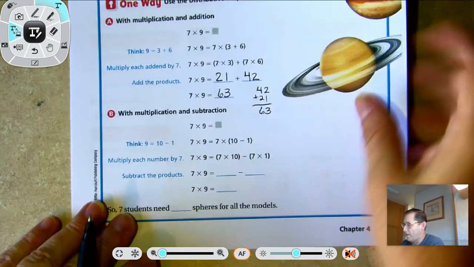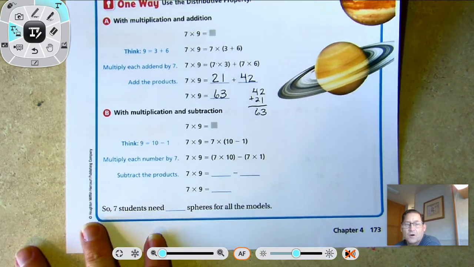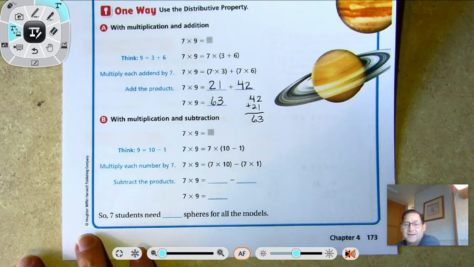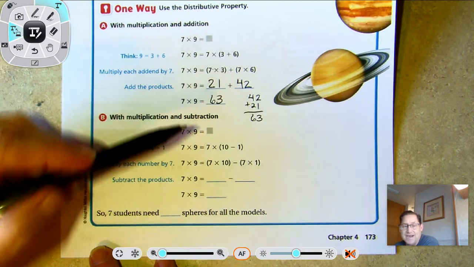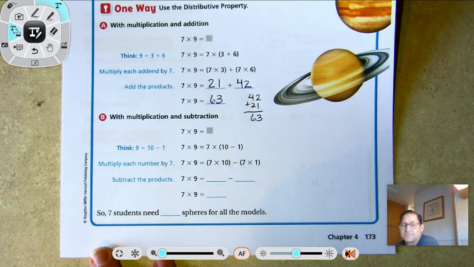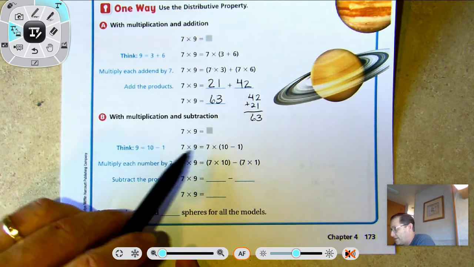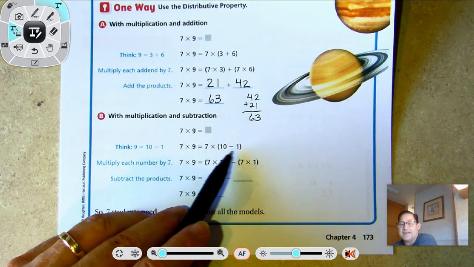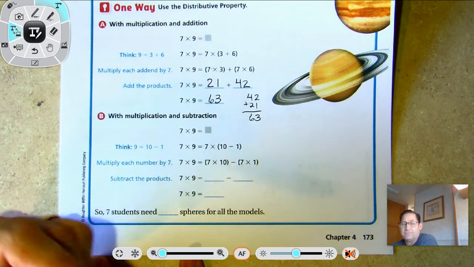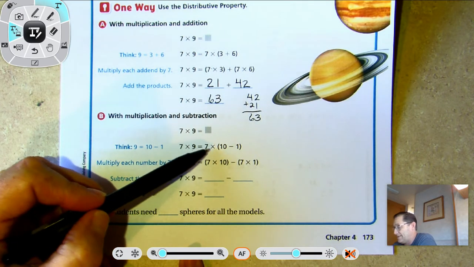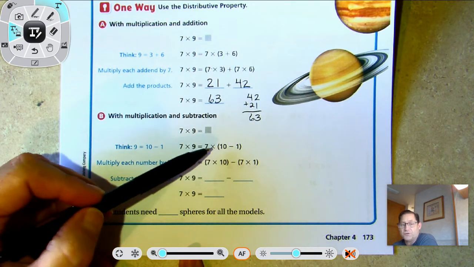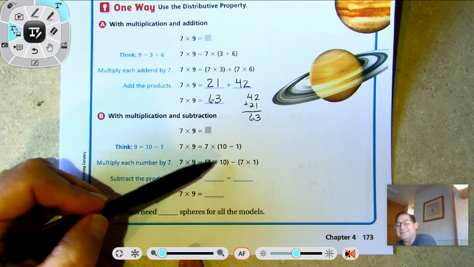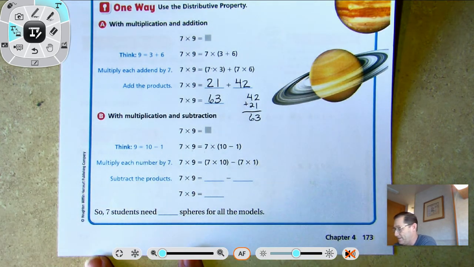All right, another way we could do that, also still using the distributive property, is to increase the 9 and use subtraction. 7 times 10 is a really easy number to multiply. Okay, so what we're doing here is we're changing 9 to a subtraction problem. 10 take away 1. That's 9, right? All right, so we're still multiplying 7 times 9. We're just using 7 times 10, then take away 7 times 1.